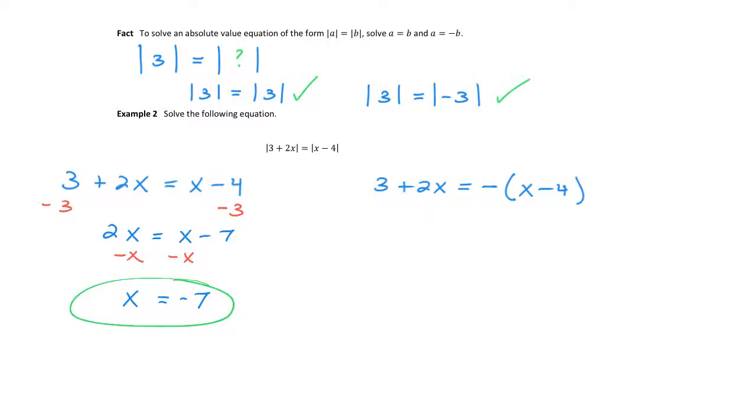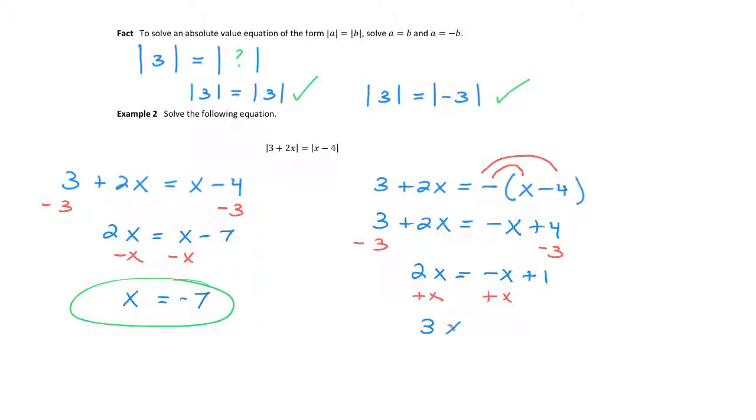My other equation is not going to be too different. I just have to distribute this negative into the parentheses. So I get 3 plus 2x is equal to negative x plus 4. So now I'll subtract 3 from both sides, which gives me 2x is equal to negative x plus 1. But now I'm going to add x to both sides, and I get 3x is equal to 1. To get x by itself, I'll divide both sides by 3, and I get x is equal to 1/3. That is a different solution.